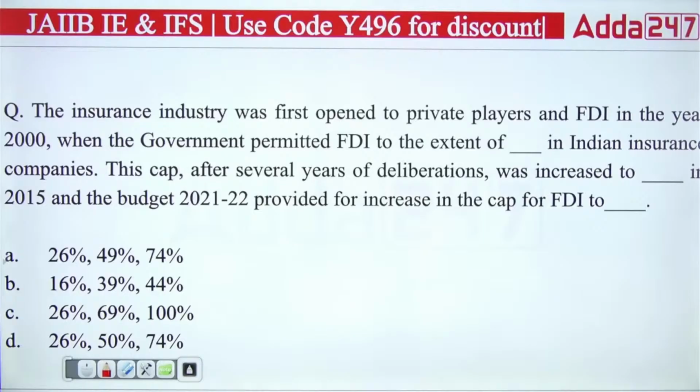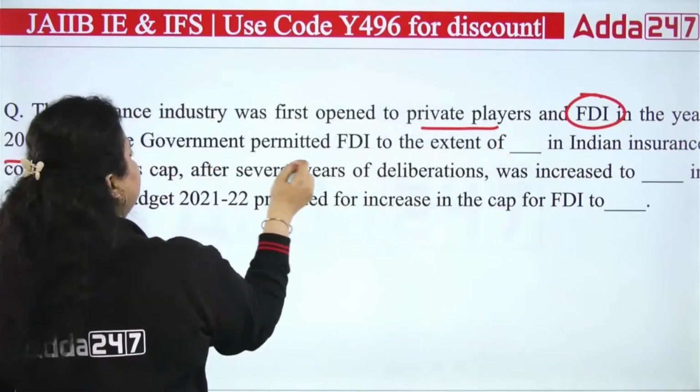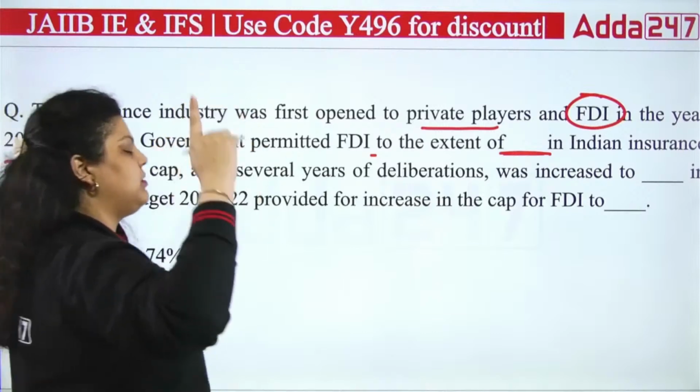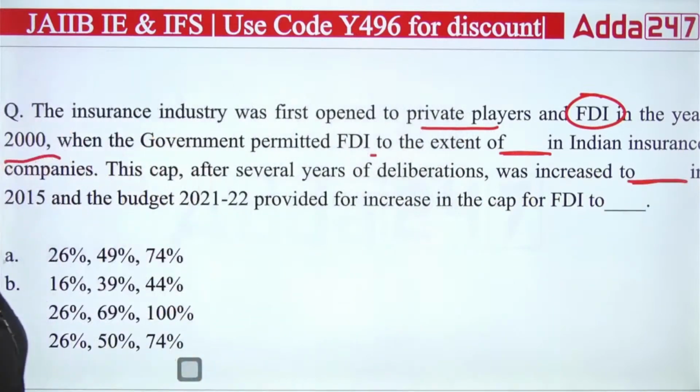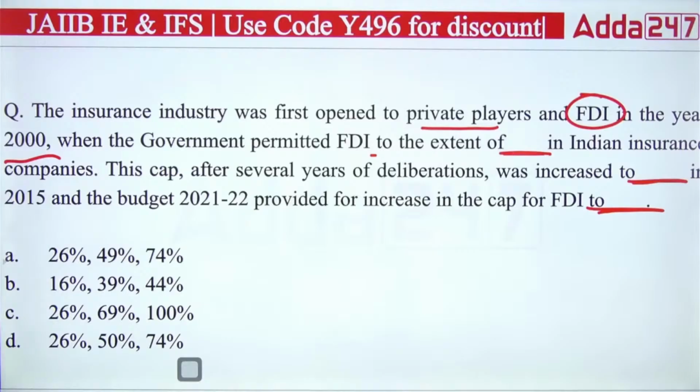Next question we have: the insurance industry was first opened to private players and FDI in the year 2000 when the government permitted FDI to the extent of blank percent in Indian insurance companies, and this cap, after several years of deliberation, was increased to blank percent in 2015, and the budget 2021-22 provided an increase in the cap of FDI to blank percent. So in insurance companies, what was the initial FDI limit, then how much has it been increased, and now what is the current FDI limit? Let me know. Which of the following options is correct here? A, B, C or D?